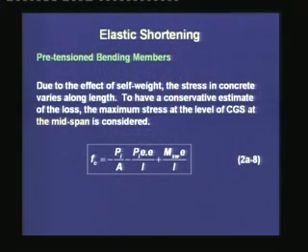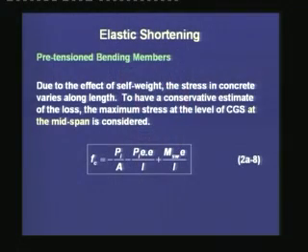Due to the effect of self weight, the stress in concrete varies along the length. To have a conservative estimate of the loss, the maximum stress at the level of CGS at the midspan is considered. See, for a bending member, since the stress in the concrete at the level of CGS will vary along the length of the member, it is difficult to have an accurate calculation of the elastic shortening.